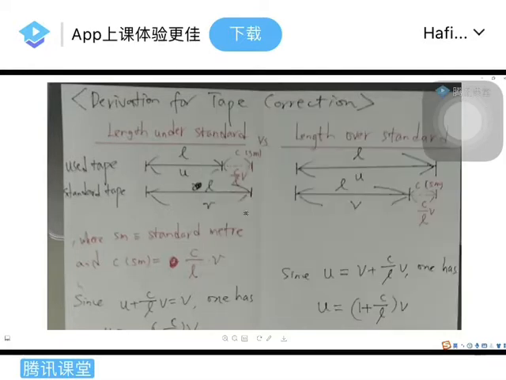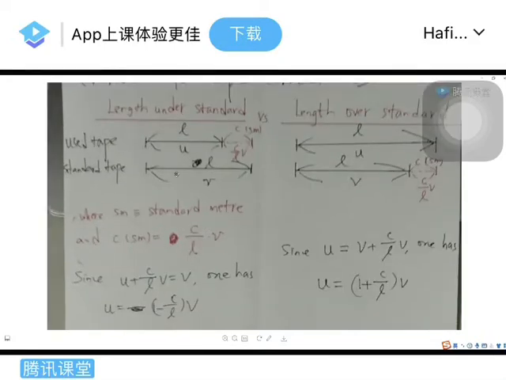Next one, you make a linkage between this one. You'll get U plus C divided by L times V. This is the physical length of this one. The physical length of this equals V. Right? So U plus C divided by L times V. You can shift U over to the other side. You get this one. So U is 1 minus C divided by L times V. This is the relation.